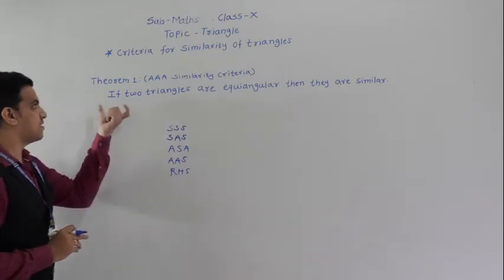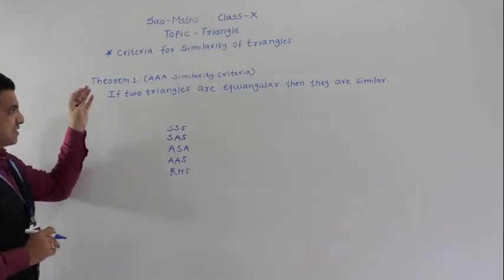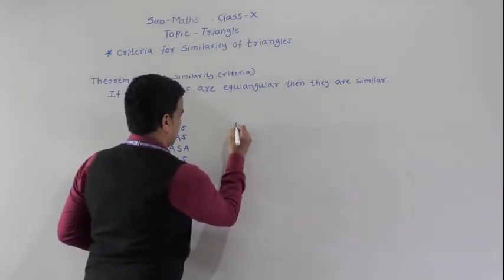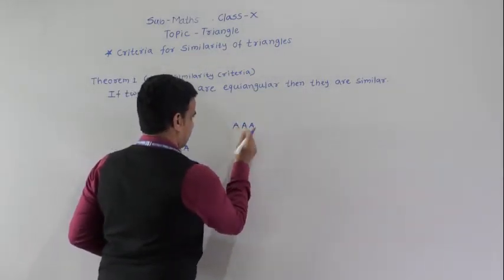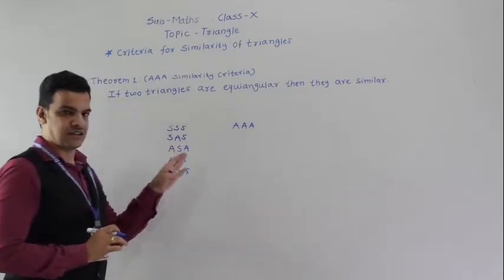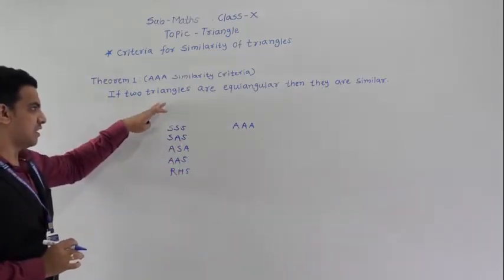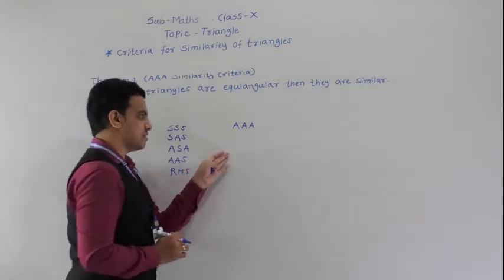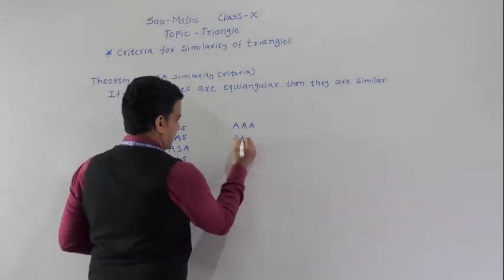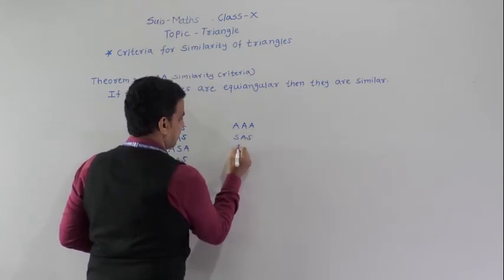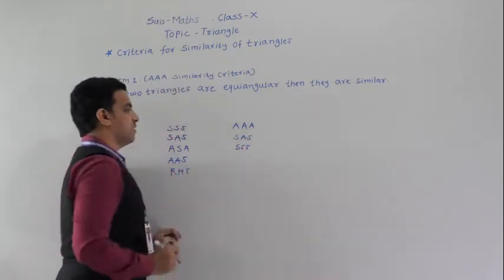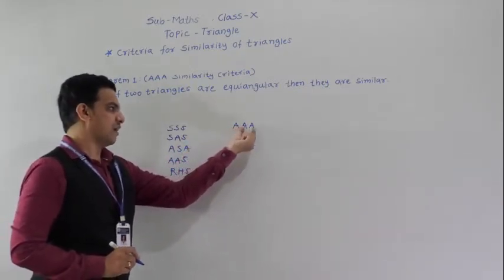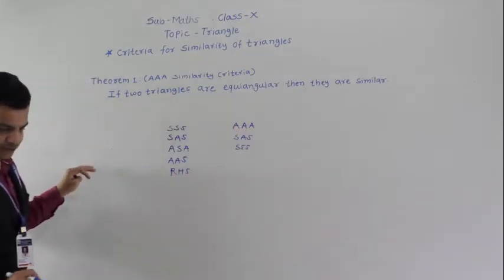In 10th standard we are going to learn the similarity criteria. In that only three criteria are there. AAA criteria means if three corresponding angles are equal, then we can say that two triangles are similar. Or another criteria is there, SAS and SSS. Okay, so first we will discuss the angle criteria, similarity criteria.